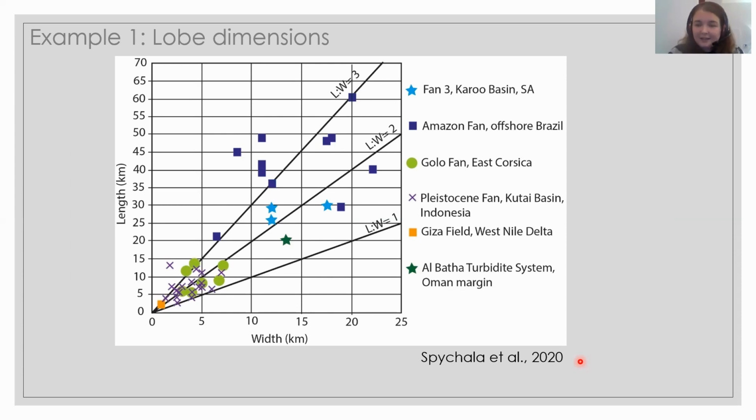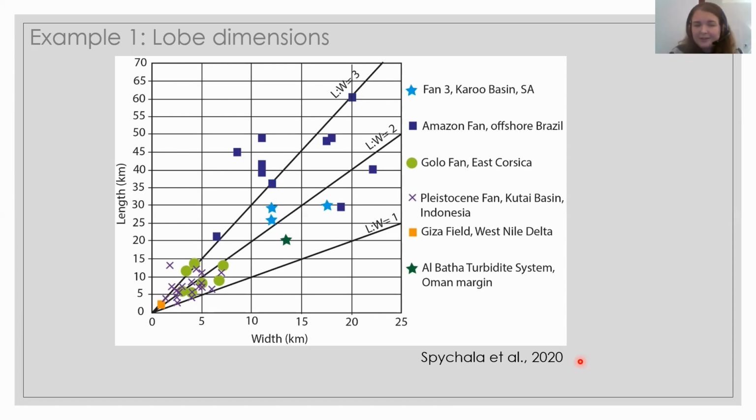What we can observe is that, first of all, we have these really huge systems like the Amazon fan that has very, very long and quite wide lobes. And we have smaller systems, for example, the Golo fan, and the lobes that are associated with the Golo fan are overall a lot smaller. And we think the main reason for that is that the Amazon fan is overall very unconfined, but the Golo fan is in a very tectonically active setting, so there is more confinement.